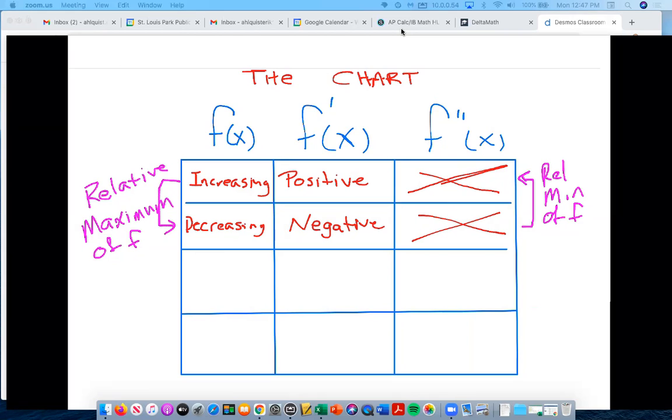Now you can do the same thing. If you think about it, the second derivative is just the derivative of the first derivative.